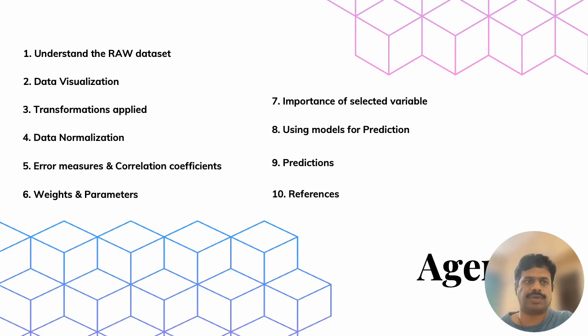So the agenda of this PPT is first to understand the raw data set, visualize the data set and apply any transformations if required, and then do data normalization, and then come up with models that predict the error measures, correlation coefficients, and find out the weights. Based on that we figure out the importance of the selected variables, and then we use those models for prediction, and we analyze the predicted results and see which one is the best model, and at the end we have references.